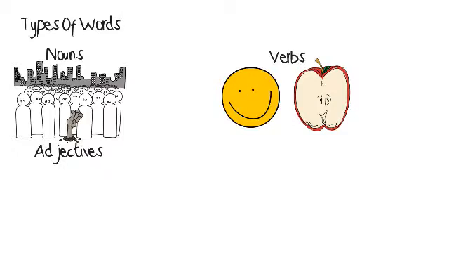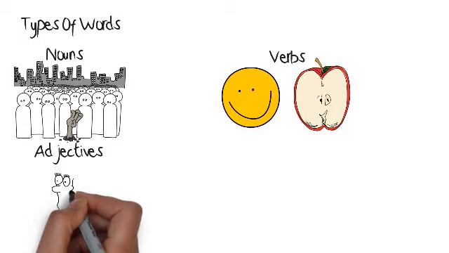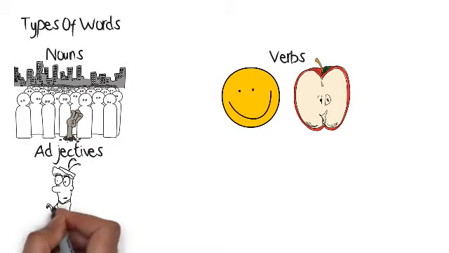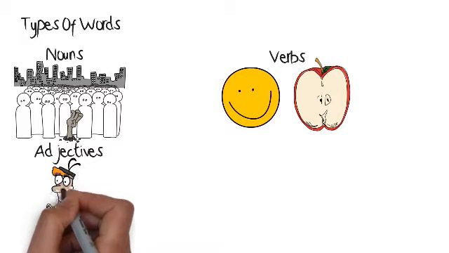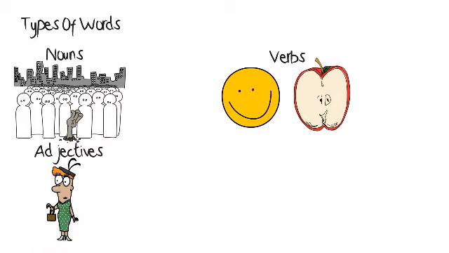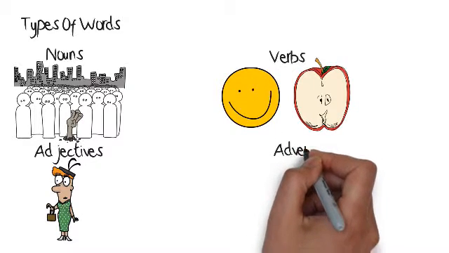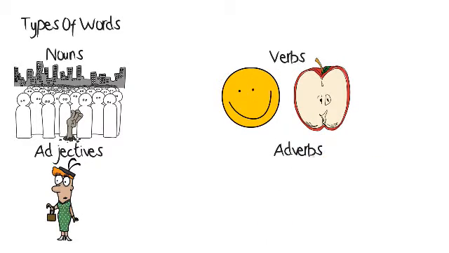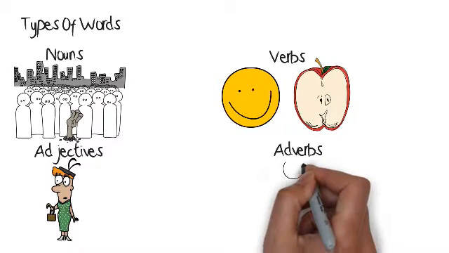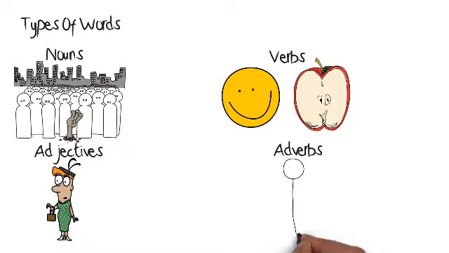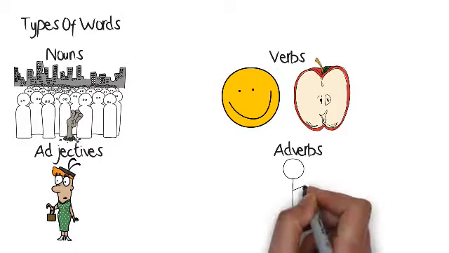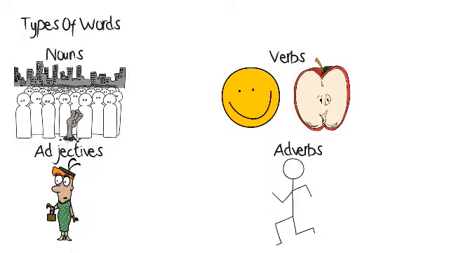Adjectives. Adjectives are used to describe things and people. Take the sentence, "Mandy looked beautiful." Beautiful is the adjective because it's describing how Mandy looks. Adverbs. Adverbs describe how an action is done. In the sentence, "Mark speedily ran down the stairs," speedily is the adverb because it describes how Mark ran.